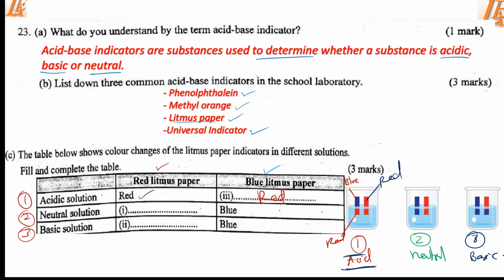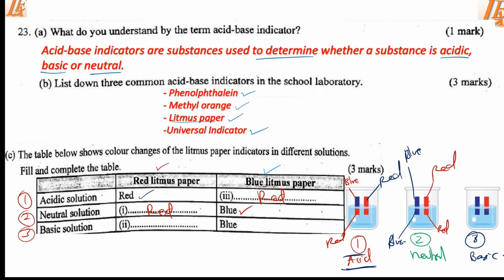Then the second one, a neutral solution. In a neutral solution, this is the red litmus paper. It has remained red. So in a neutral solution, a red litmus paper remains red. And then in the same neutral solution, a blue litmus paper remains blue. As they have indicated here, it's correct.